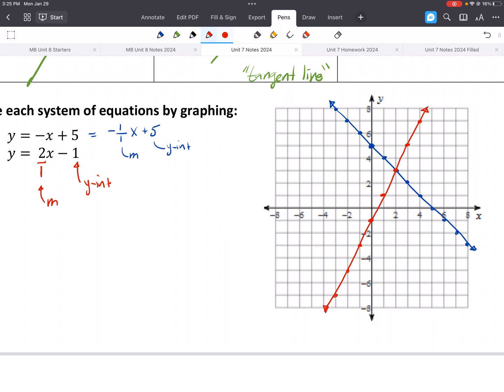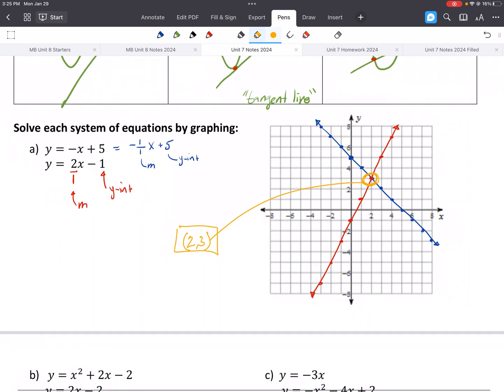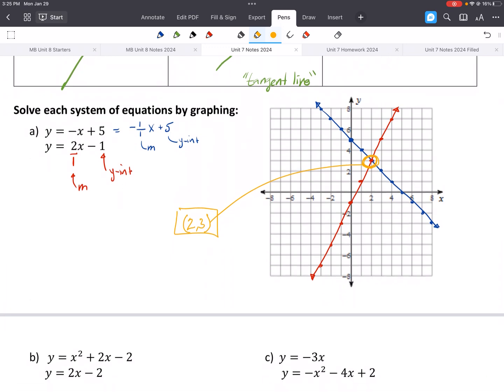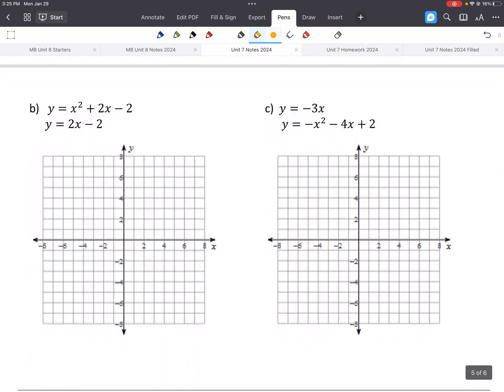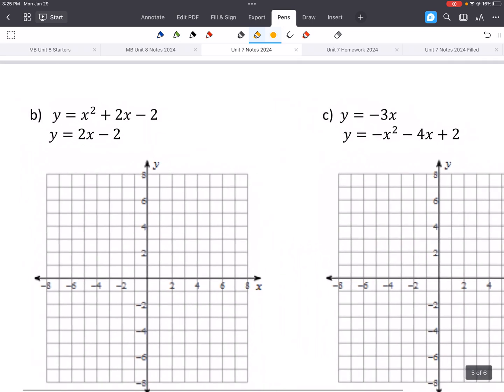And then here, where they intersect, this is our solution. It is 2, 3. It's an ordered pair. It's where they intersect, where they cross each other. So that's what you did in ninth grade when you did systems of equations. Let's see how that's different when we get into 10th grade.